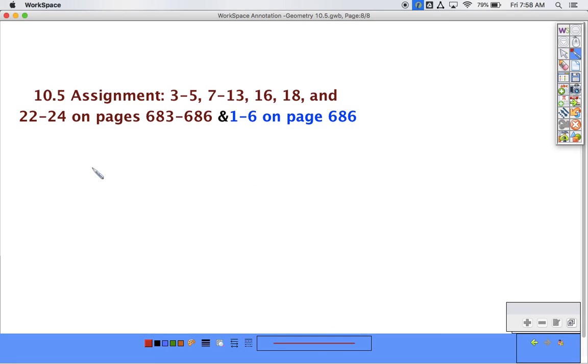I will be back on Monday to go over any questions on this. So get as much done as you can, so that way on Monday you know which ones you can't figure out and you need help with. Don't forget the extra 1 through 6 on page 686.